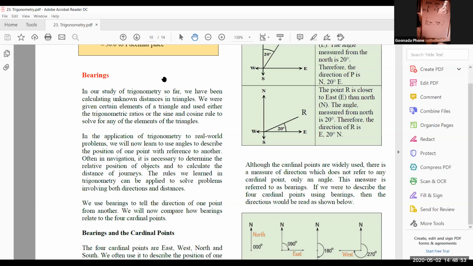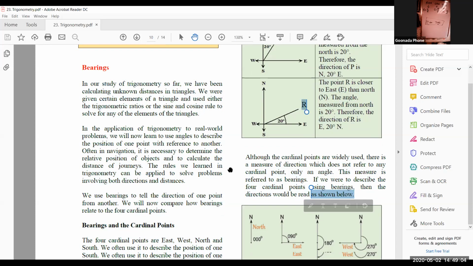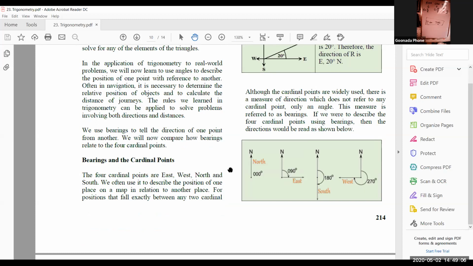The rules we learned in trigonometry can be applied to solve problems involving both directions and distances. We use bearings to tell the direction of one point from another. Now we will compare how bearings relate to the 4 cardinal points. You all know the 4 cardinal points, right? So, bearings and the 4 cardinal points.